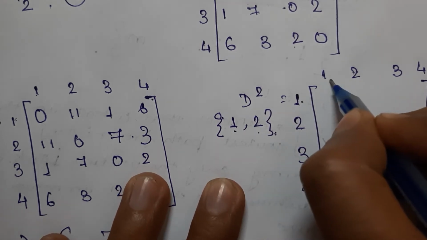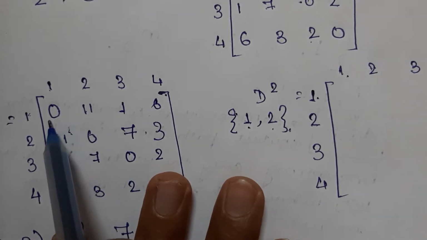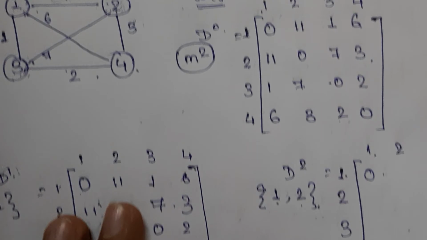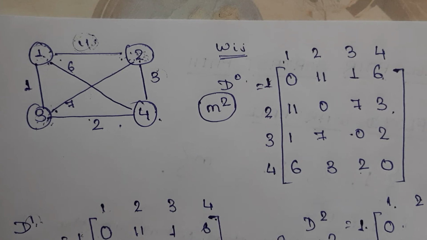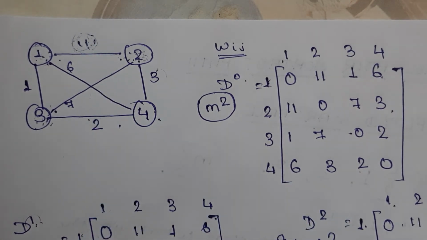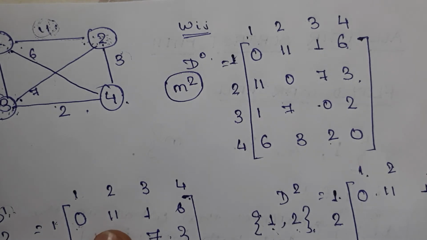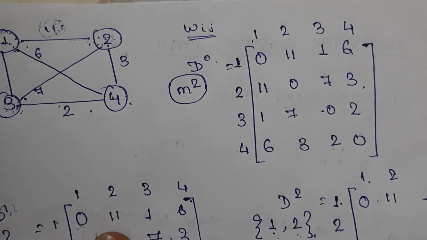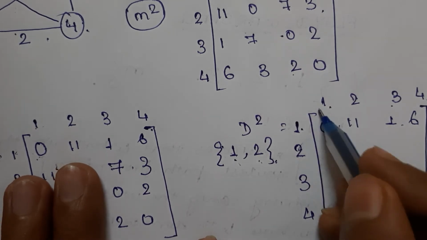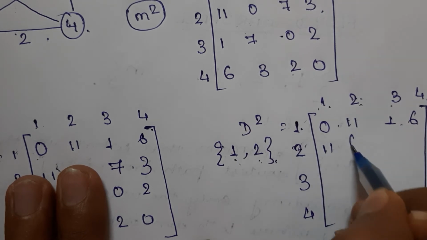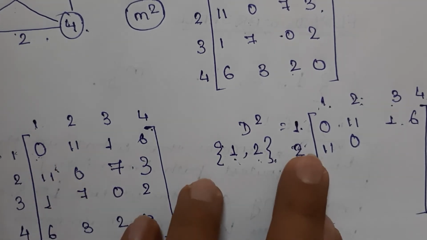See, 1 to 1, as there is no self loop, it will be 0. Now 1 to 2. Here the vertices we are taking are 1 to 2, so we cannot include other vertices, so it will be 11, right? Now 1 to 3, it is 1, so here it will be 1. 1 to 4 is 6, here it will be 6, right? Now 2 to 1, it's 11, so here it will also be 11. 2 to 2, no self loop, 0, no problem.